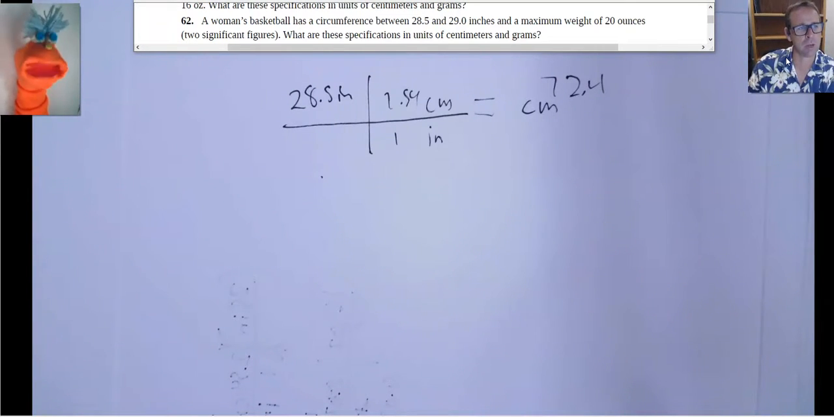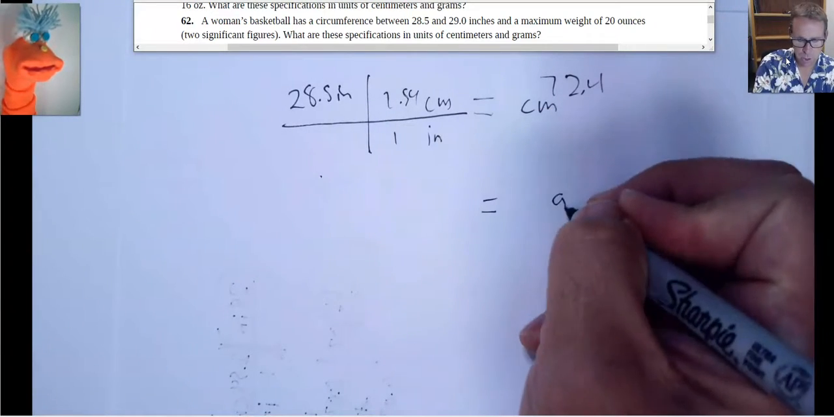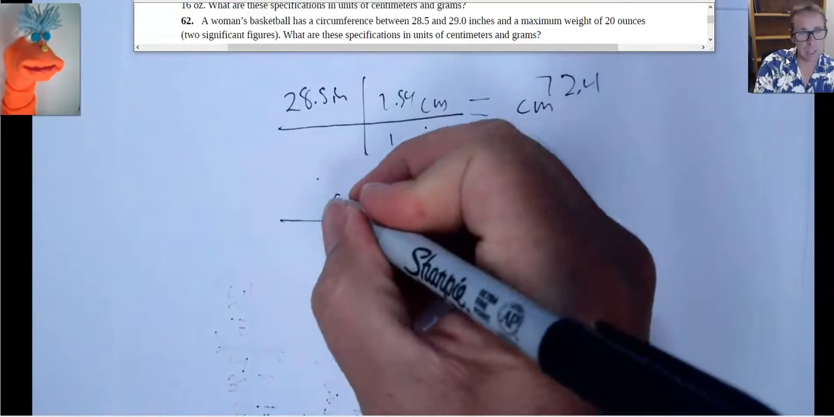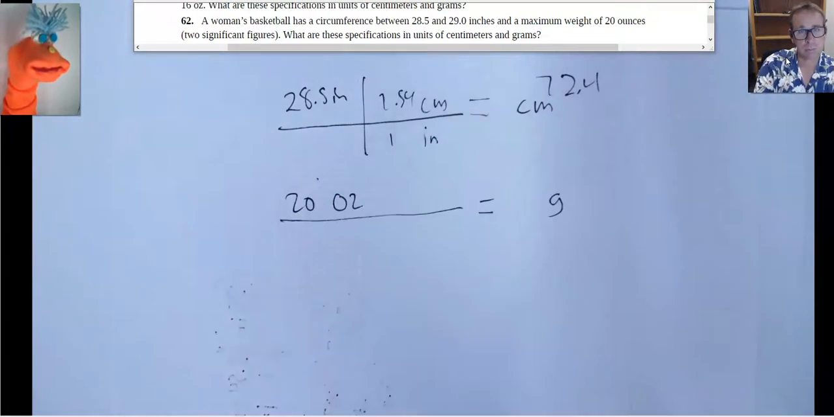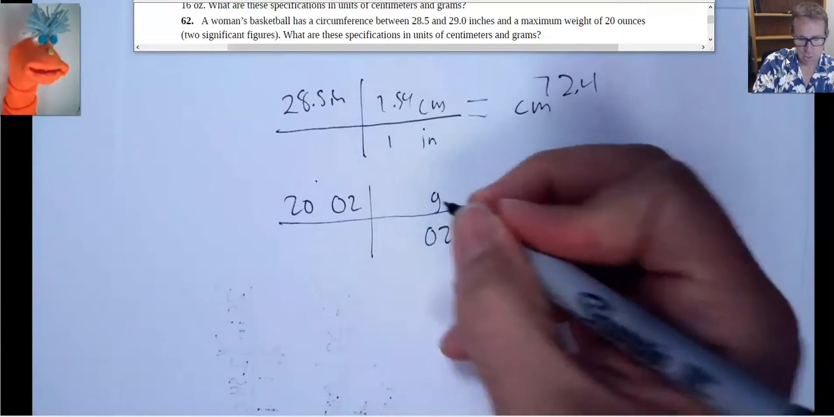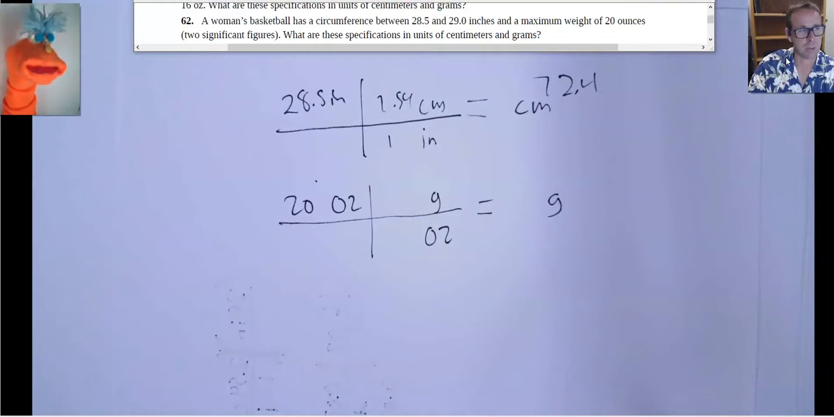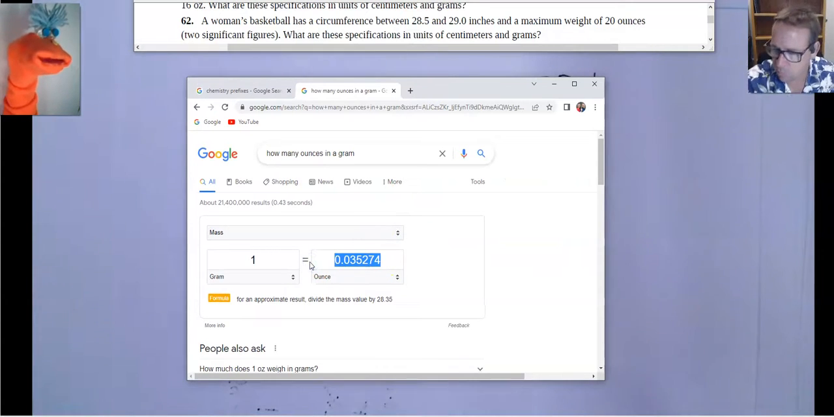Ounces to grams. Very good. So I have grams, what I'm after. I'm starting with ounces. Let's use the 20 ounces. Okay, and then I need ounces on the bottom and grams here. Do you remember how many ounces are in a gram? I don't remember.